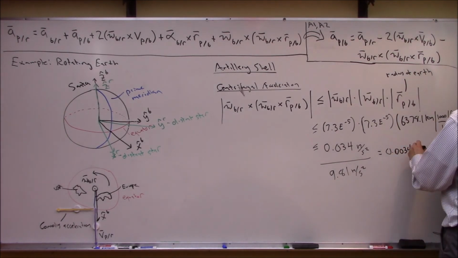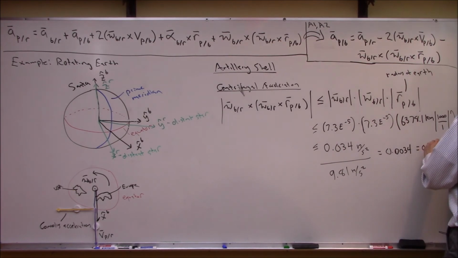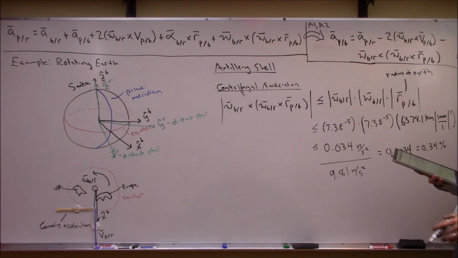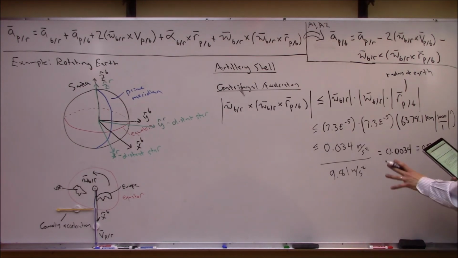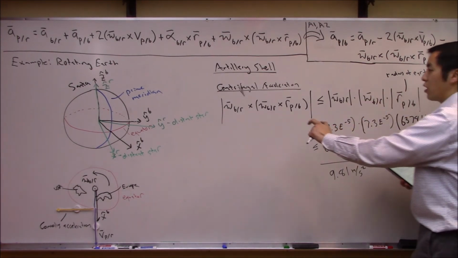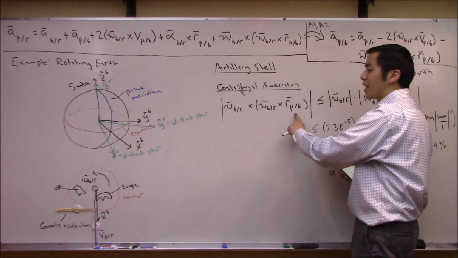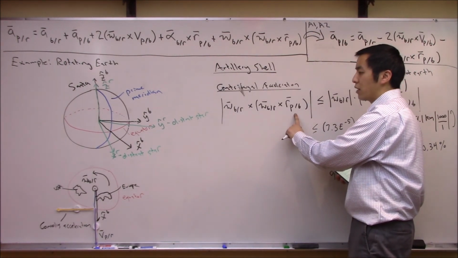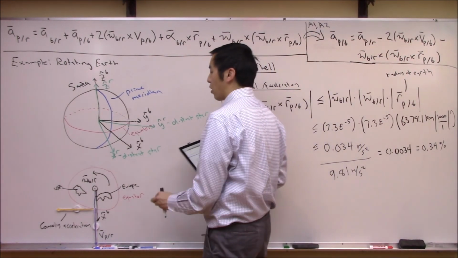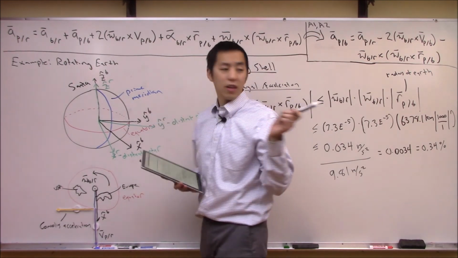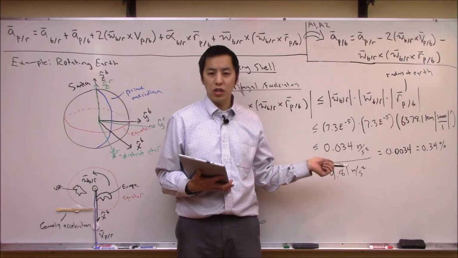0.0034-ish here. This is about 0.34% of gravity. So it's not as significant in this case as the Coriolis acceleration, but it is definitely there. In fact, this is what's really interesting. If you look at this, the expression for centrifugal acceleration has nothing to do with velocity. You could just be sitting here and not moving, and you would still experience this centrifugal acceleration.